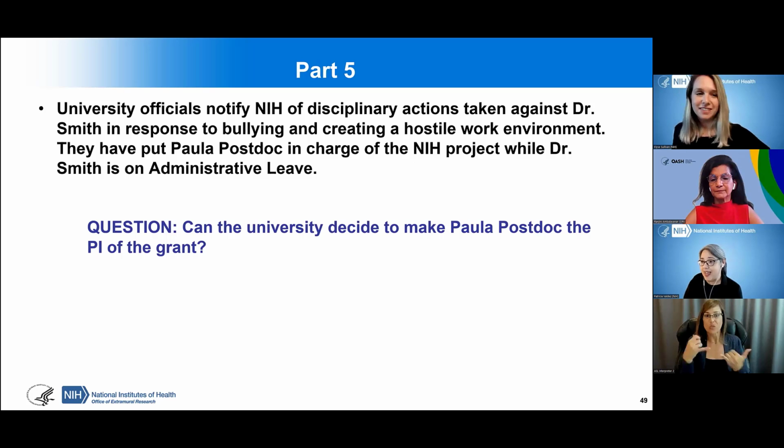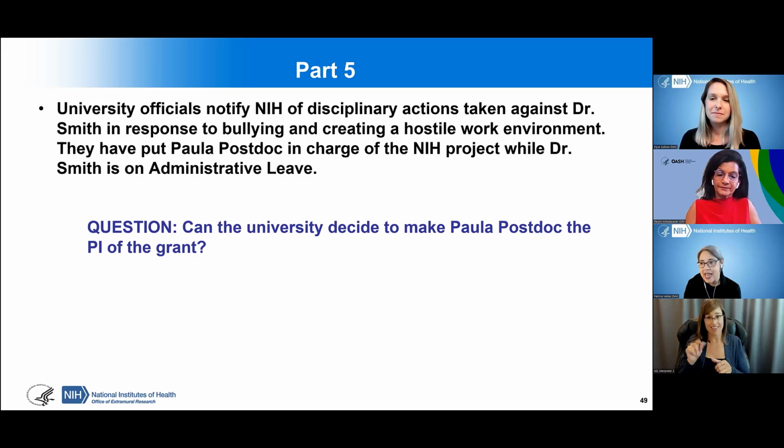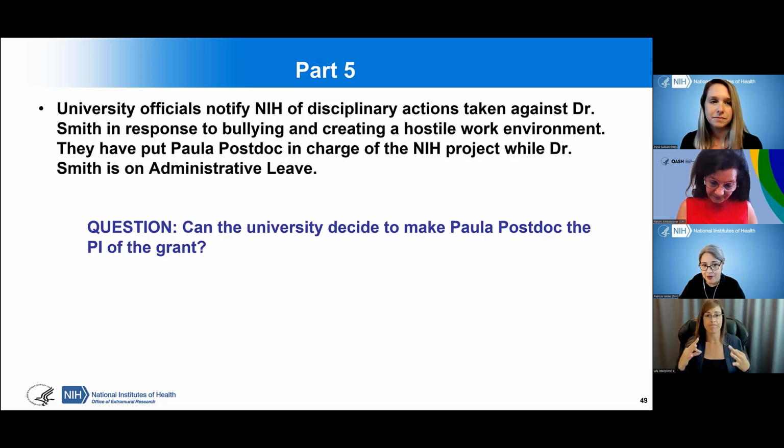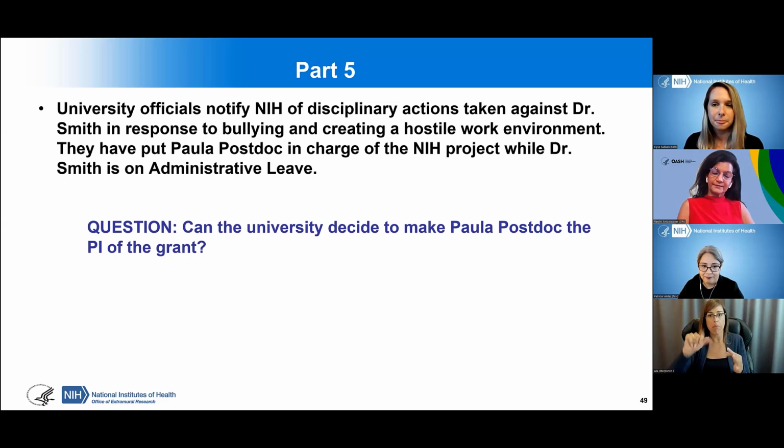So now, Dr. Smith is basically not in the lab and gone. So what happens now? There's an NIH award that has no PI working there. So here's what they did. The university officials notify NIH of the disciplinary actions taken against Dr. Smith in response to the bullying and creating a hostile work environment. That's what I was talking about. So they decided, okay, we're going to have Paula Postdoc in charge of the NIH project since Dr. Smith is on administrative leave. They decided Paula Postdoc is the most senior in the lab. We thought she could make a good PI.